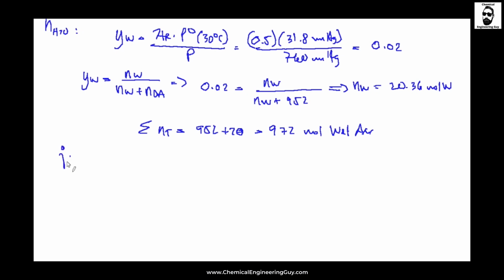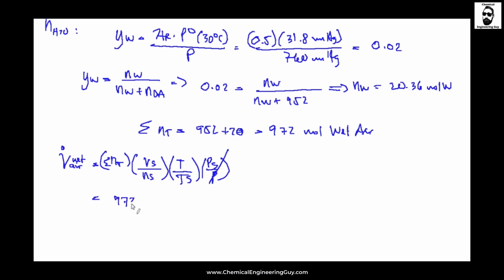And essentially, yeah, we can do this. Wet air equals the total amount of moles times the volume occupied by 1 standard mole times the standard temperature. We have no changes in pressure, so this will be 1, sorry. The total moles is 972 moles. The volume it occupies is 22.4 liters per mole. Let me change that liter amount to cubic meters.